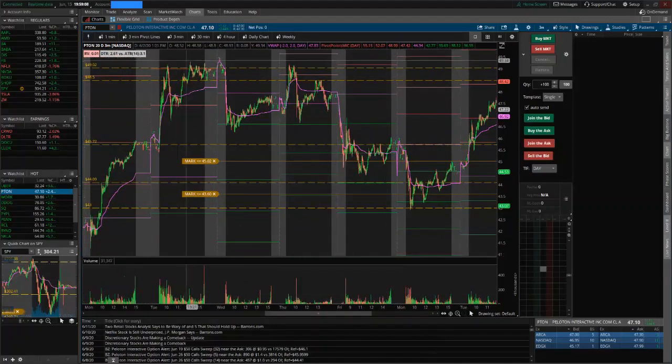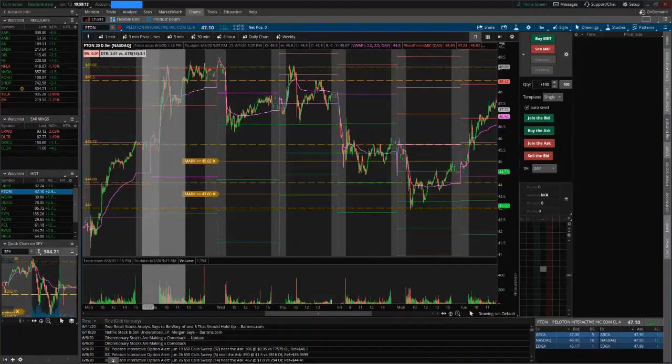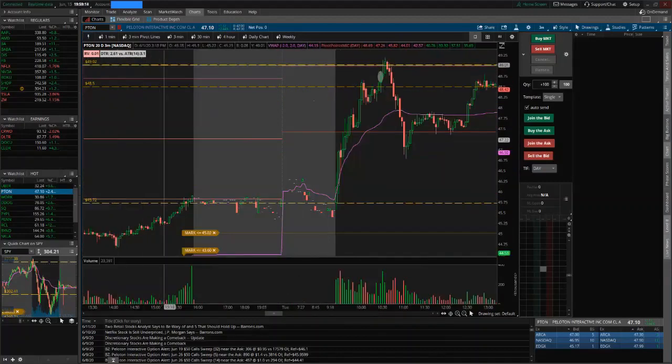Yeah, here's another one on Piton. This 49 level has been pretty good to trade off of. So you can see on this one, let me annotate that. 49 is my daily line, and I have a pivot line right there. And that was a nice one. It hit it perfect. It went, what, 10, 20 cents above my line, and then just panic sold off.